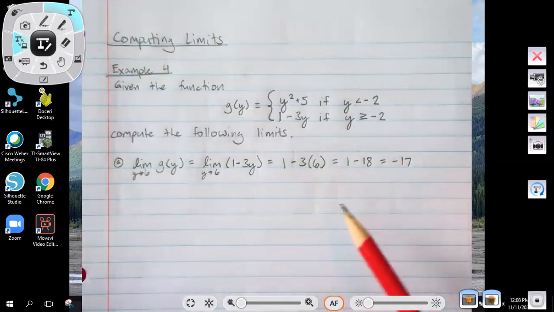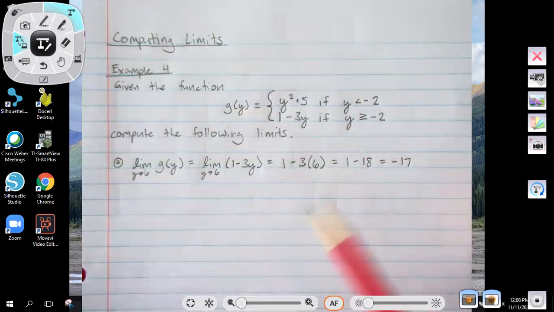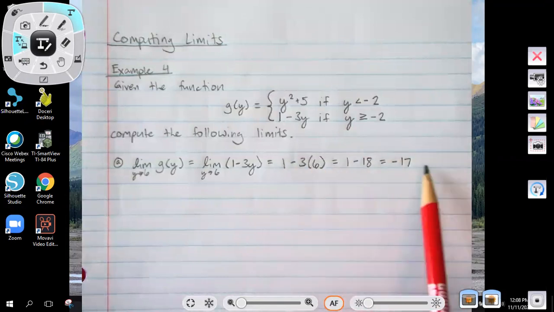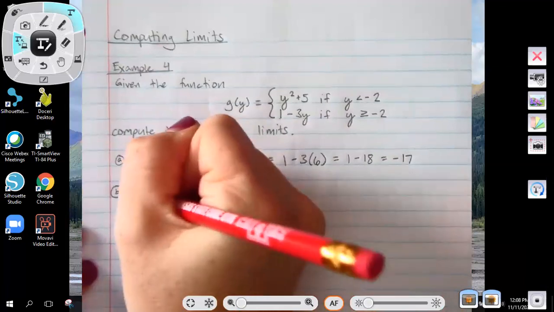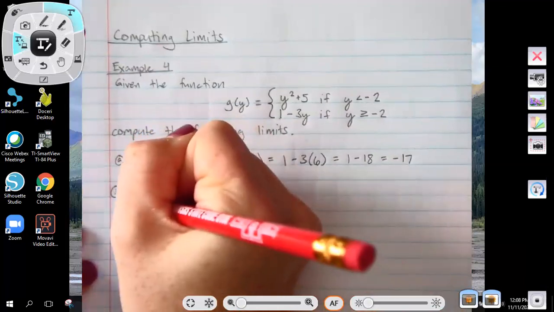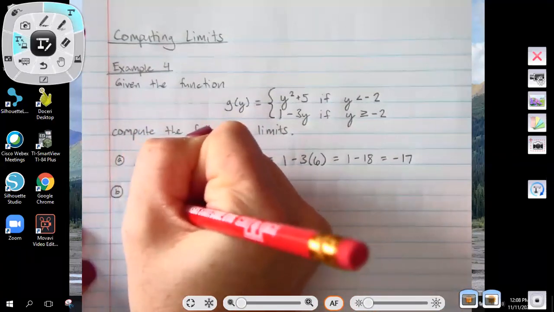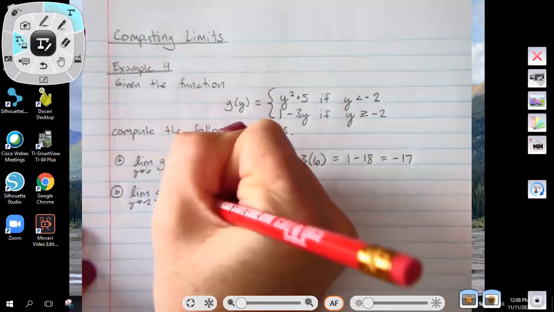Okay, so we didn't end up with an indeterminate form, 0 over 0. We didn't run into any issues. So negative 17 is our answer for part A. But part B is where we run into a little bit of a bigger issue, because we're going to look at the limit as y approaches negative 2 of g of y.